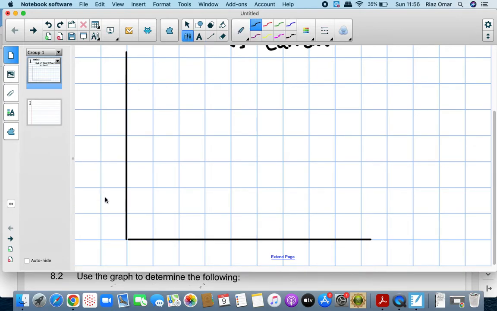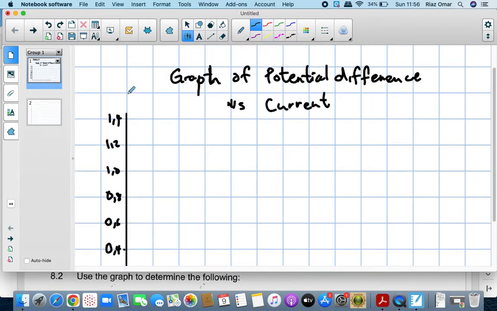So right here, 0.2, 0.4, that's at this point, 0.6, 0.8, 1.0, 1.2, 1.4. I think we should even go further up, make it 1.6 here. I think that will be better.